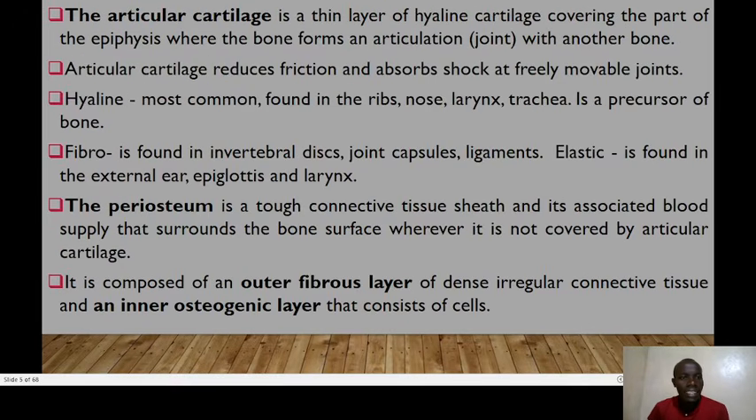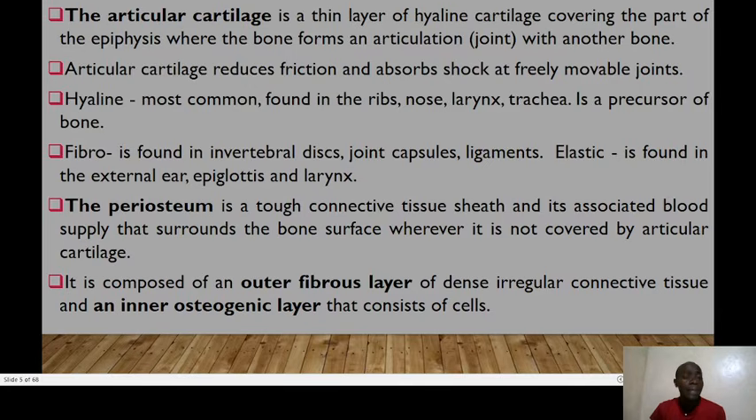So next we have the articular cartilage, and this is a thin layer of hyaline cartilage that normally covers the part of the epiphysis where the bone forms an articulation or a joint. So throughout the bone we have these articulation points. The end points of a bone, we will be referring to it as the articular cartilage. Remember, the role of articular cartilage is to reduce friction and absorb shock at freely moving joints.